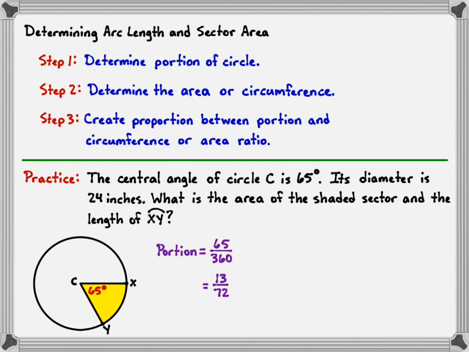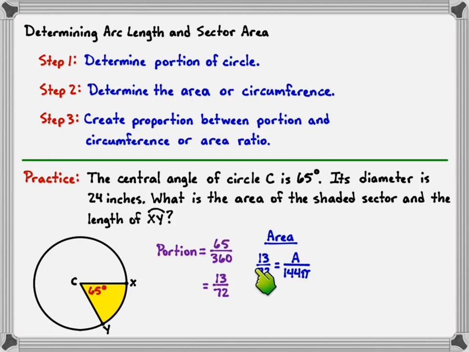The next thing we need to do is figure out the area or the circumference. In this case, we're going to need both. So the area is pi r squared. We need the area, so area is pi r squared. It says that the diameter is 24. That implies that the radius is 12. So when I plug it into pi r squared, I would get pi times 12 squared, which is 144 pi.